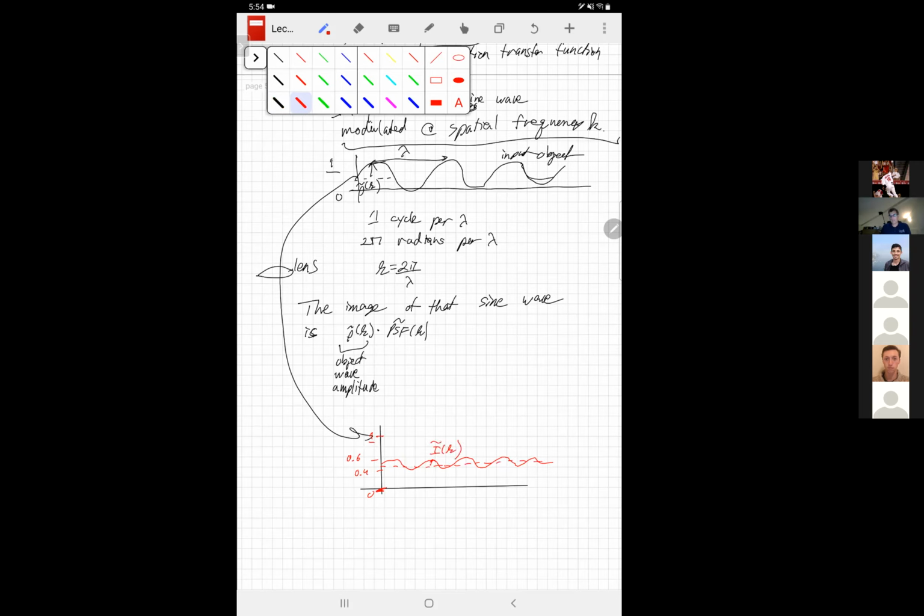I tilde of k is the image, with reduced amplitude. We would love it if the amplitude were the same. And for low spatial frequencies, it often is. But if it gets blurred out, then the amplitude is reduced. Any questions?